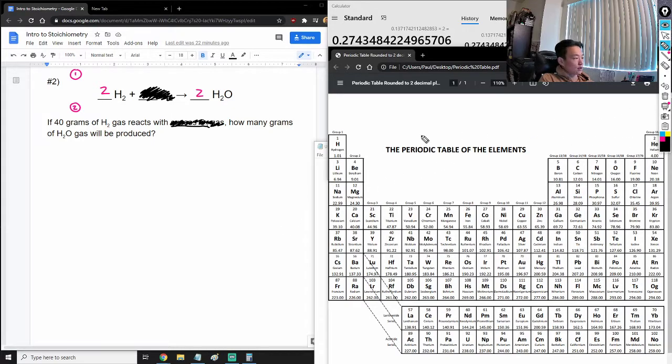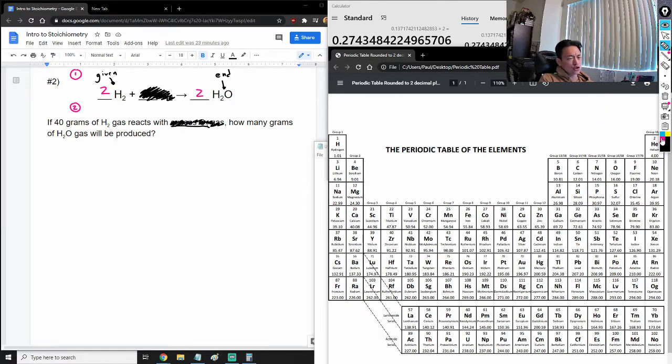Just by reading this question, we see that we have 40 grams of H2. This is going to be our given. Our given is going to be H2. And what we're looking for at the end is going to be H2O. And now we just need to find the molar mass of those chemicals.